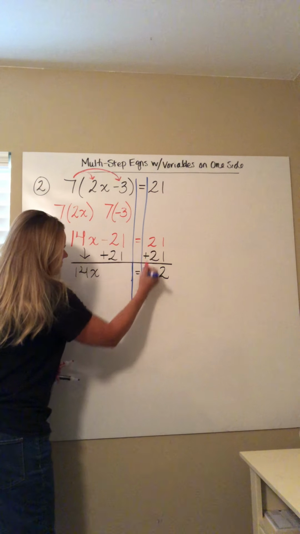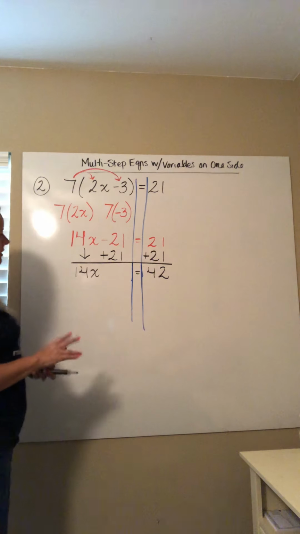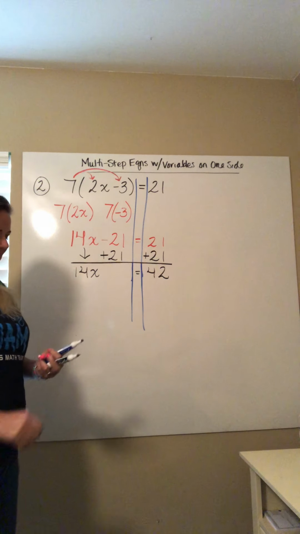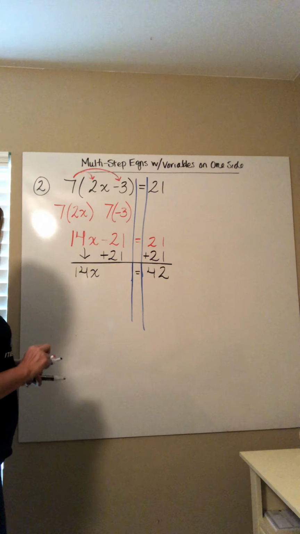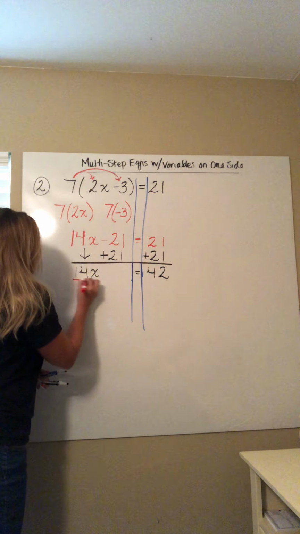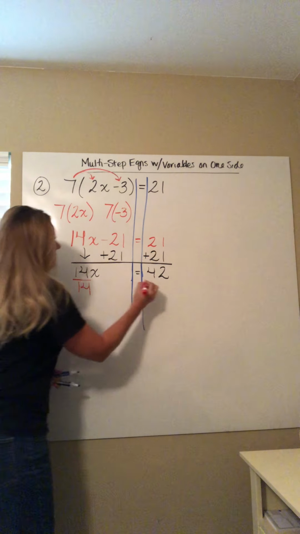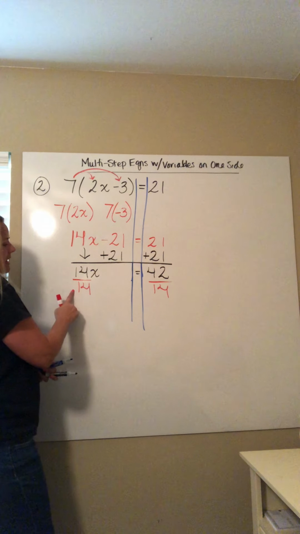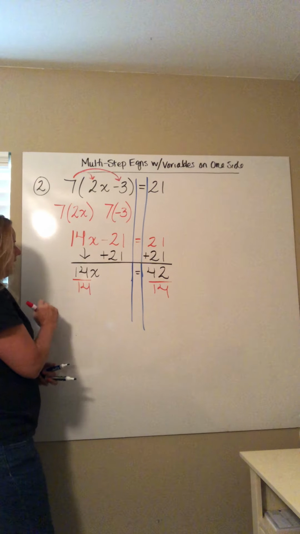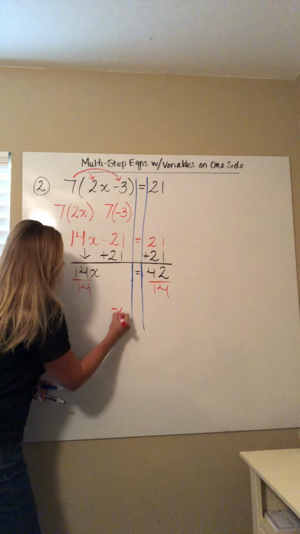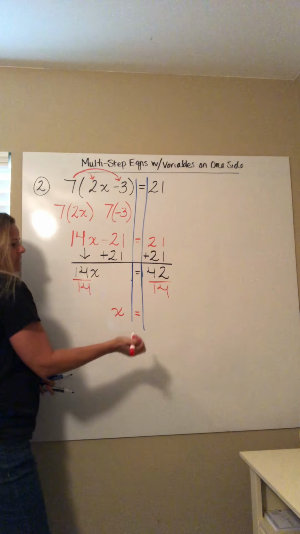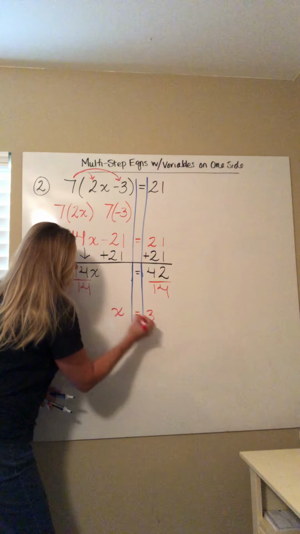All right. I'm going to keep on going. My last step is to divide both sides by my coefficient. So I'm going to divide both sides by that coefficient, which is 14. And on this side, I should always be left with 1. 14 divided by 14 is 1x. I'm going to bring them closer. And 42 divided by 14 is 3.